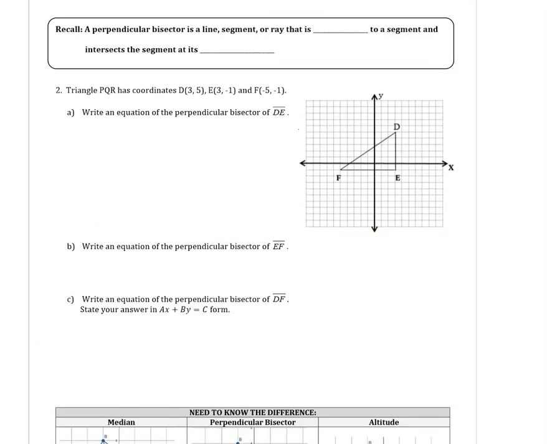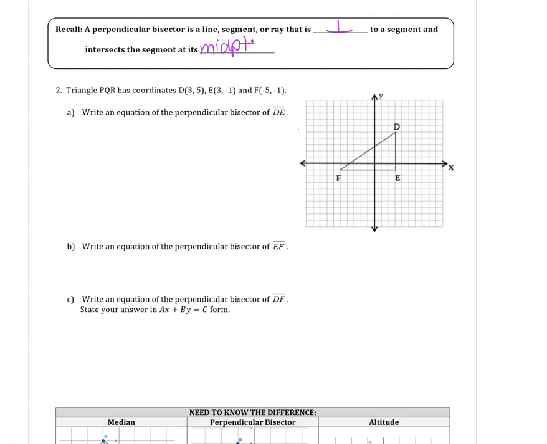All right, so our last page, again, we're going to do perpendicular bisector. I know I defined this on the previous page, but we're going to define it again. A perpendicular bisector is a line, segment, or ray that is perpendicular to a segment, and it intersects the segment at its midpoint.